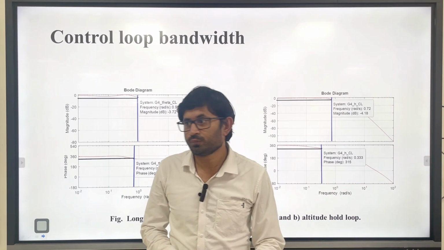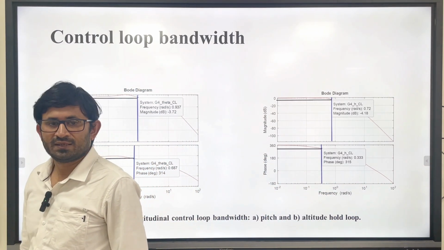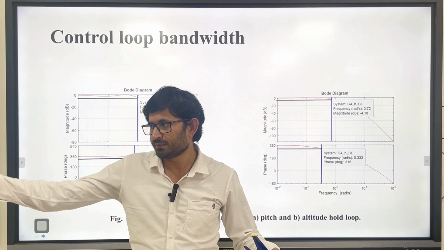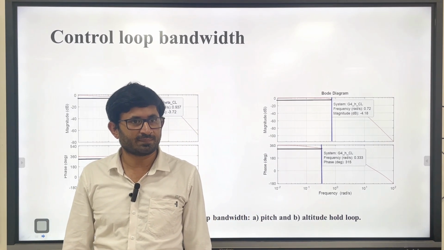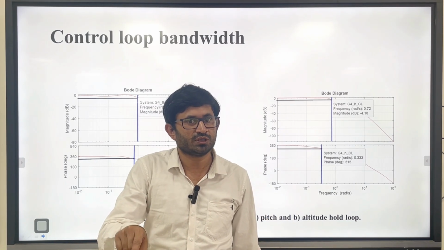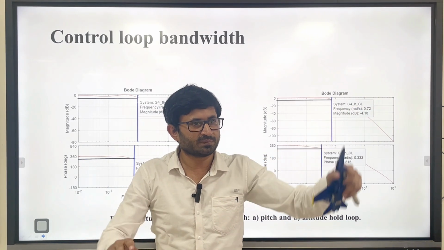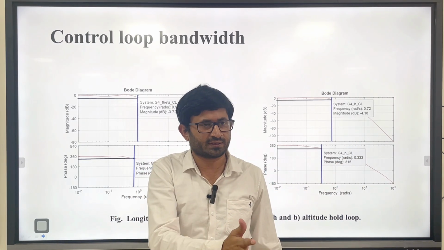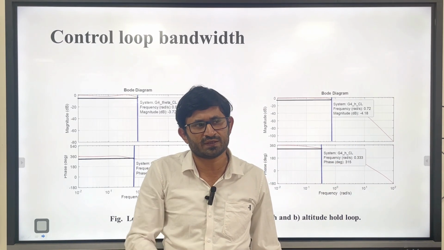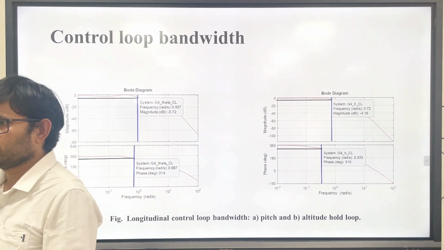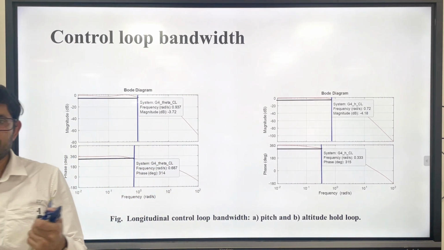Why? Because the inner loop has to act very fast. With a simple quadrotor example, I tried to explain to you, right? Okay, let's say wind is coming from this direction. So what happens? The quadrotor will try to drift in this direction, but you want to maintain the same position, so you have to correct immediately. So that means the inner loop should be very fast. The rate you have to generate very fast, roll rate, in order to counter that. That means the inner loop should be very fast in order to hold the position. So that is why the bandwidth separation between the two is very important.